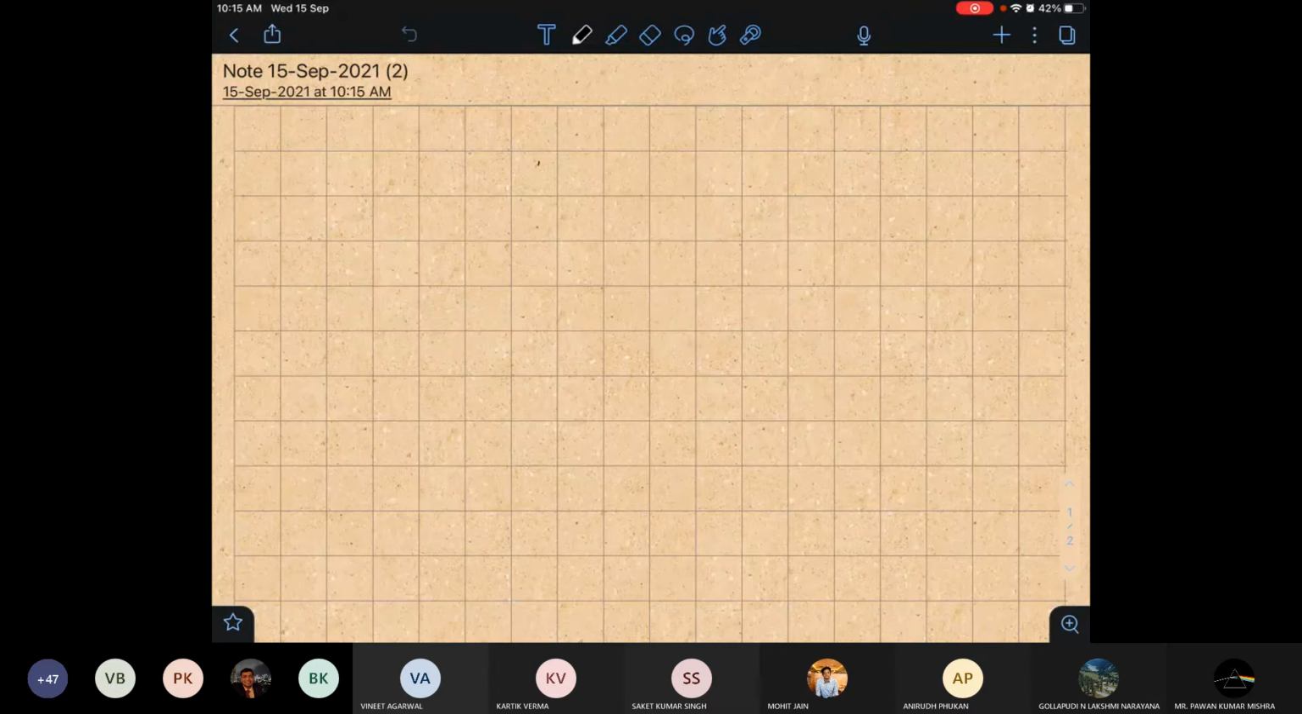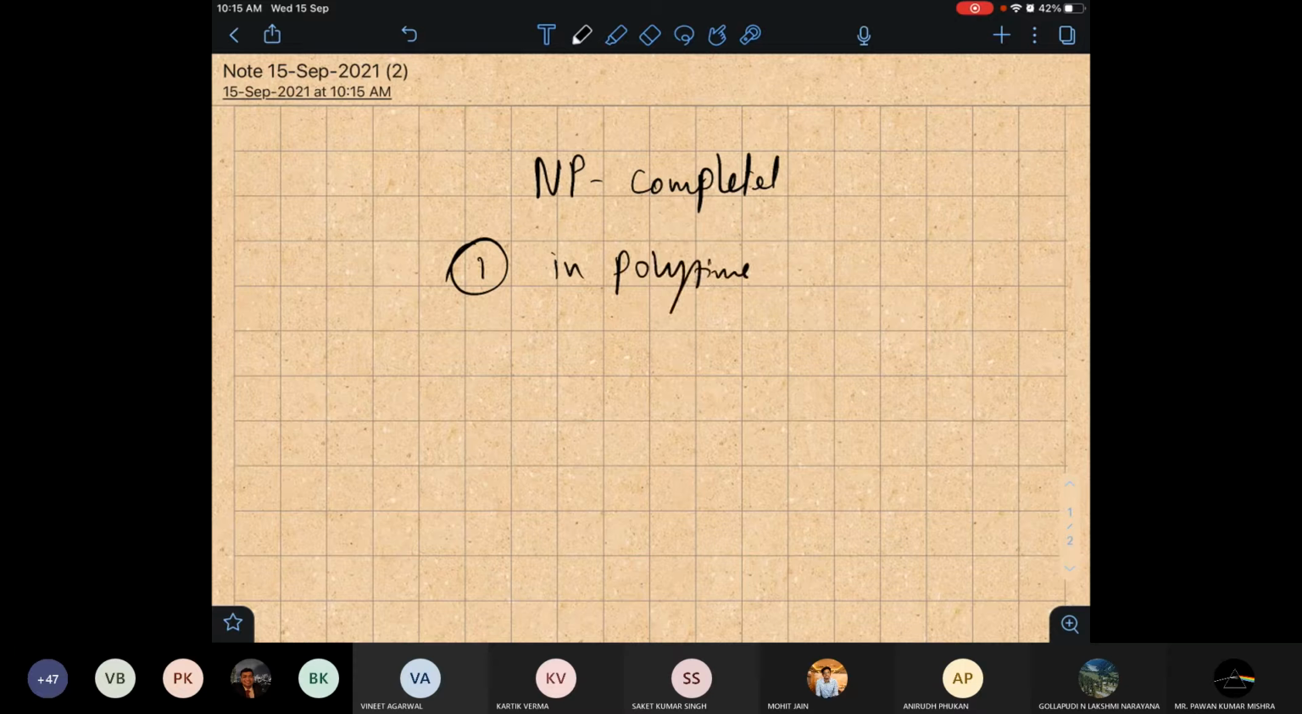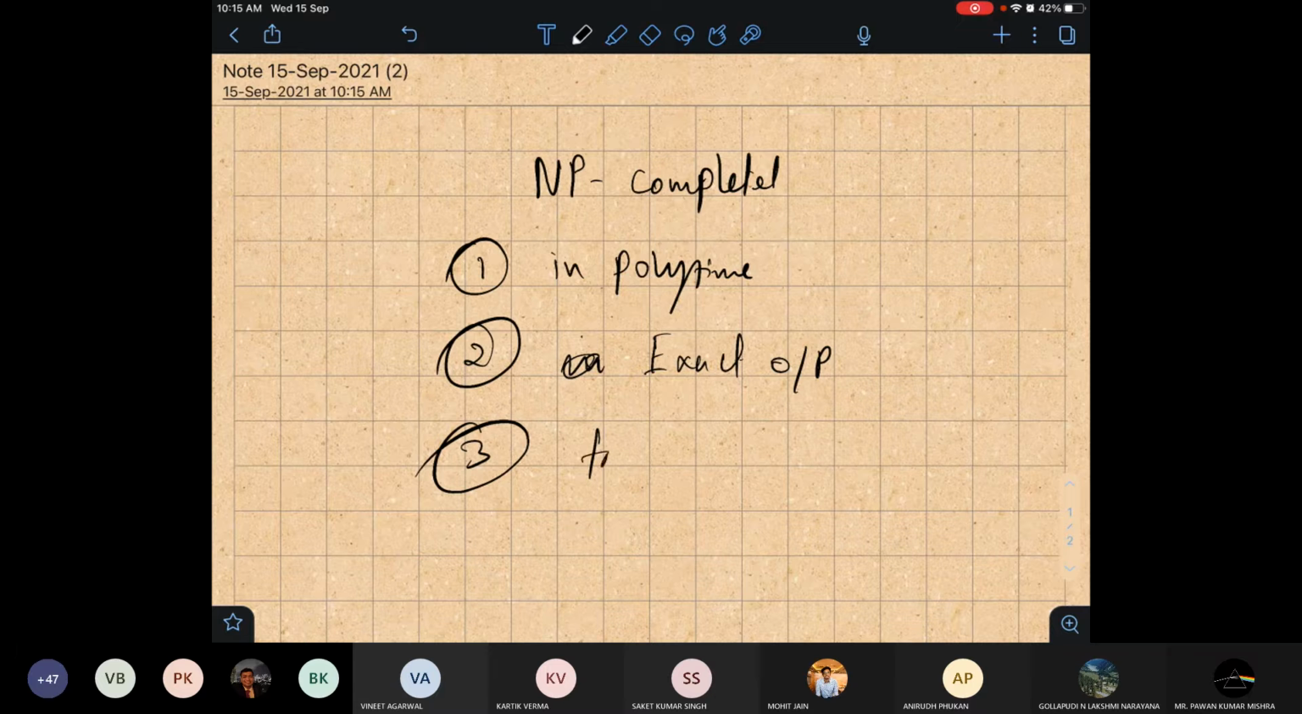So what I was telling is, NP-complete problems have their issues, three aspects I told you. One is polytime, second is exact output, and third aspect was for all instances. So these three things are required. We know that NP-complete problems are not solvable in polynomial time because of these three aspects.